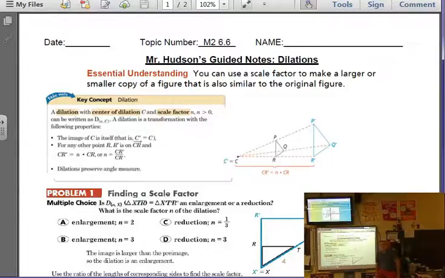Where do we see dilation all the time? In your eyes. Why do your eyes dilate? What's actually the point of dilation? Isn't it to get more or less light?